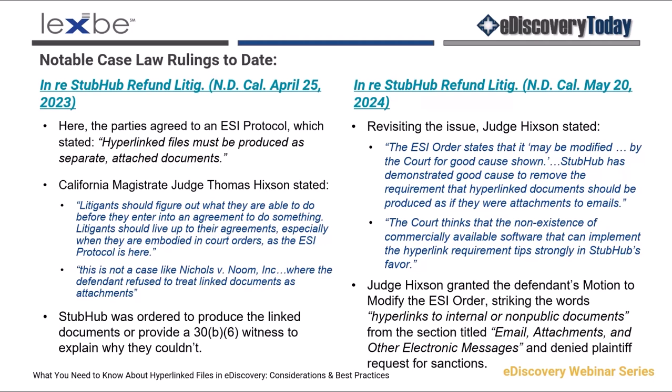He also discussed some of the current limitations of available software and noted that the lack of software that can handle the hyperlinks was a strong reason to modify the ESI order. So he removed the words hyperlinks to internal or non-public documents from the definition of attachments.